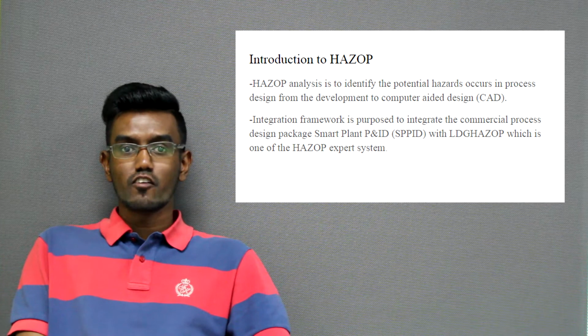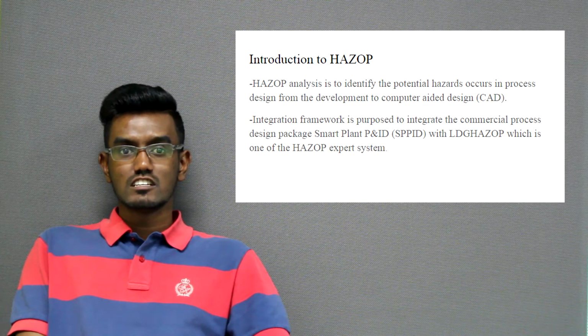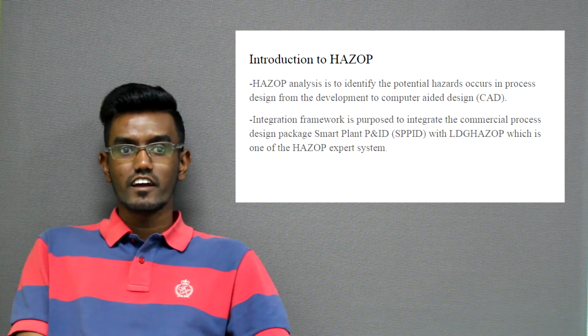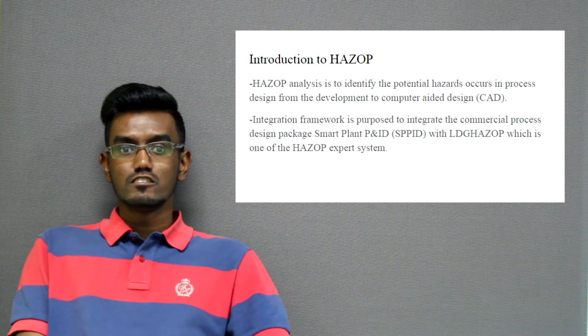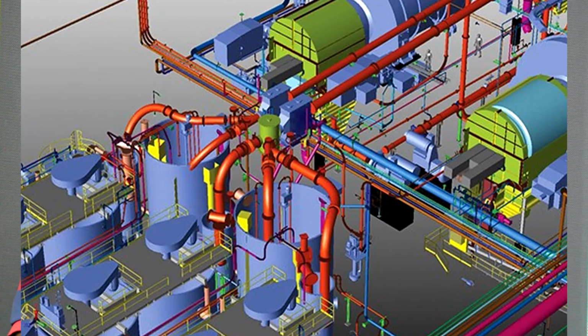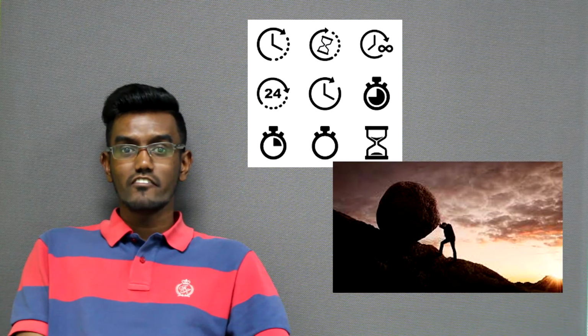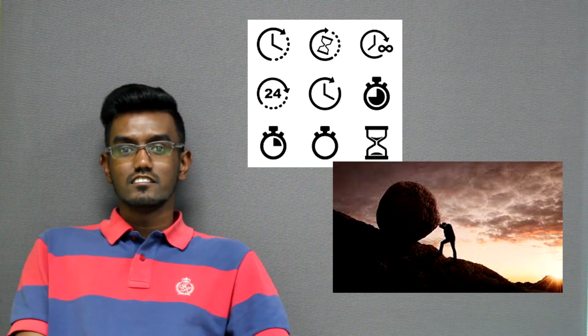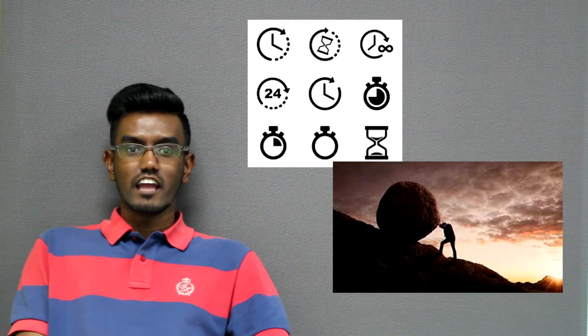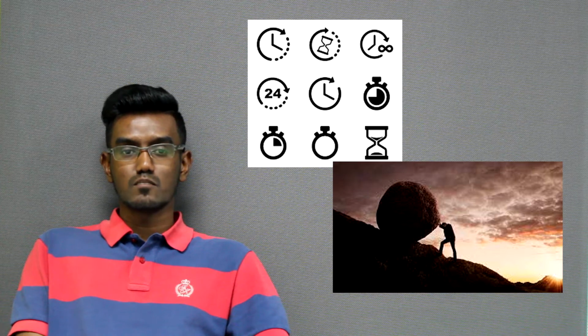The main objective of hazard and operability (HAZOP) analysis is to identify the potential hazards which occur during process design, from development through a computer-aided design package. In HAZOP, time and effort consumption are common issues, which leads to it not being done in every engineering firm in every design project.